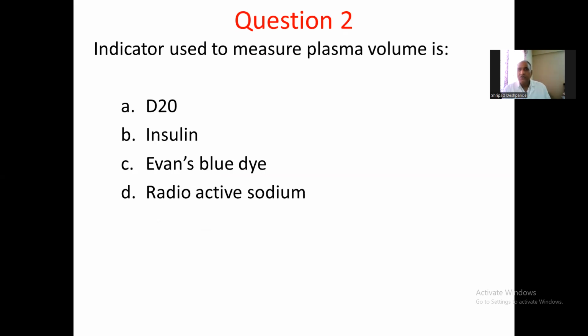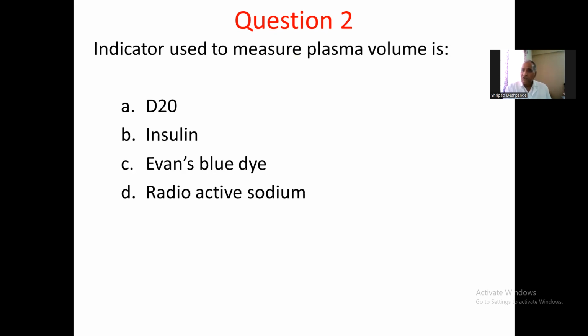Question number 2. Indicator used to measure plasma volume is A. D2O, B. Insulin, C. Evans blue, D. Radioactive iodine. D2O is used for total body water. Insulin, it must be inulin, but it's not a correct choice there.